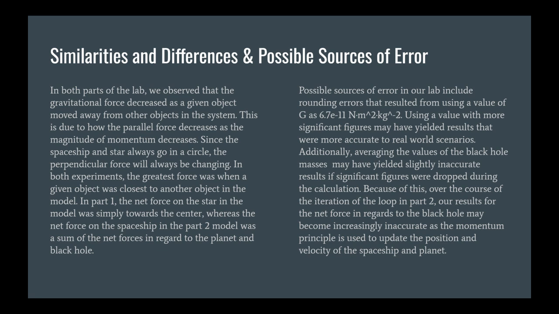So possible sources of error in this lab include rounding errors that resulted from using a value of g as two significant figures. Using a value with more may have yielded results that were more accurate. Additionally, averaging the values of the black hole may have yielded slight inaccuracies if significant figures were dropped during the calculation. So over the course of the iteration, our results for net force in regards to the black hole mass may have become increasingly inaccurate.